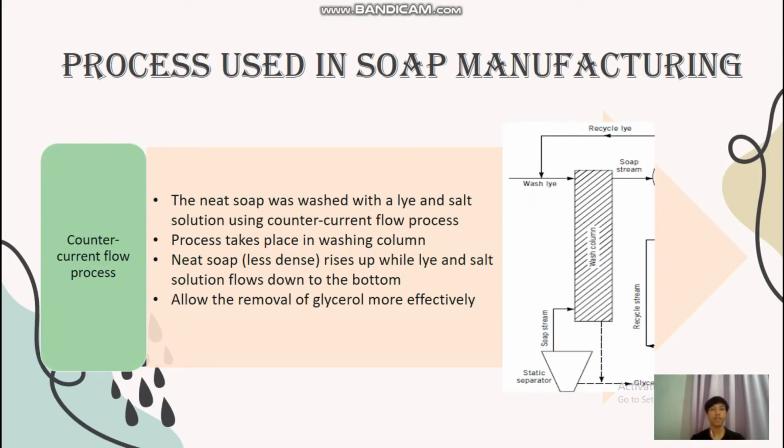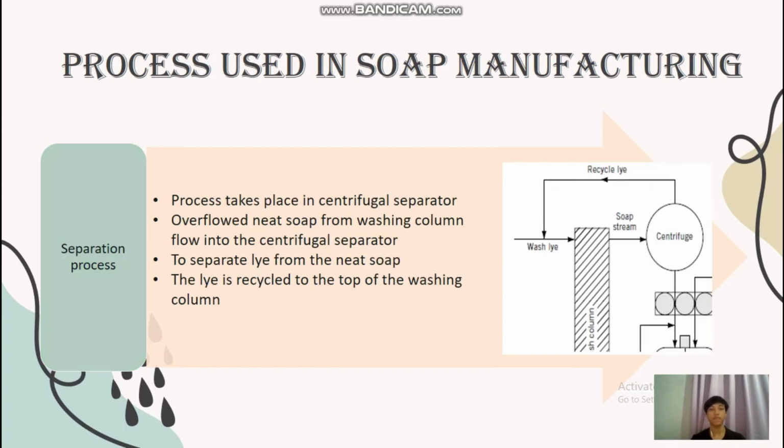Fourth is the countercurrent flow process. The neat soap is then washed with a lye and salt solution using the countercurrent flow process. The neat soap is fed into the vertical washing column through the bottom of the column while the lye and salt solution is fed from the top of the column. In the column, the less dense neat soap rises while the lye and salt solution flows down to the bottom. This process allows the removal of glycerol more effectively.